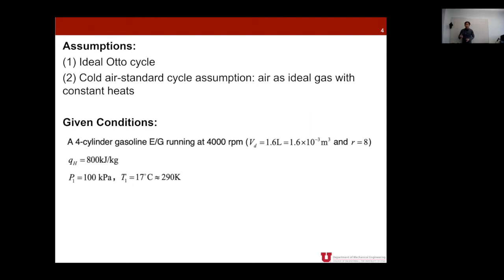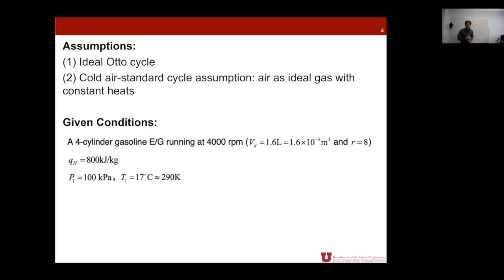In order to solve this problem, let's assume that your engine is an ideal Otto cycle. And let's use the cold air standard assumption, which means that air is an ideal gas and its specific heats are constant at room temperature. In this case, let's use the specific heats that are given in this statement. Now, there are several given conditions. The first given condition is that we are talking about a 4-cylinder gasoline engine. A gasoline engine is basically the same as a spark ignition engine. And that engine runs at 4,000 RPM.